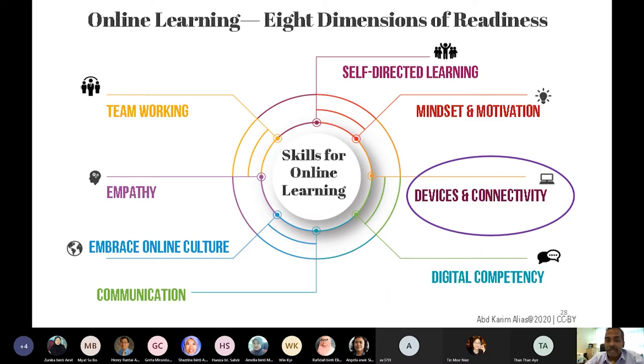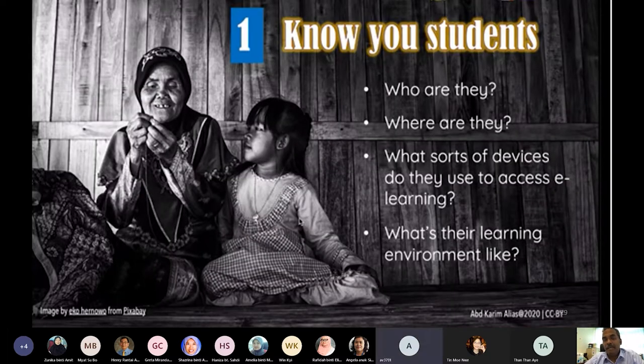So keeping that in mind, this is the number one thing that we need to know: know our students, who they are, where they are, what sort of devices they use, and what their learning environment is like. I like this picture. I borrowed this from the guru of e-learning in Malaysia, Karim. He has pictured it very nicely in the background, where the environment and who the students, or the parents in this case, are can be very crucial. If your students at the moment are all at home.